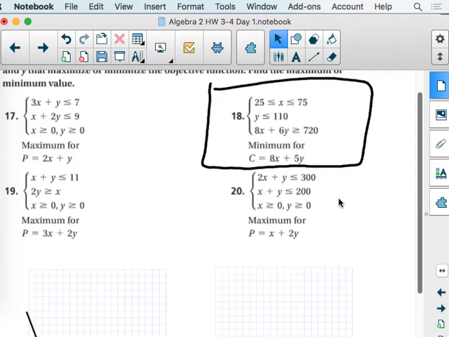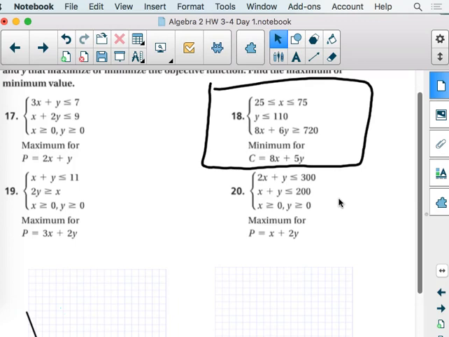Oh, that's an interesting problem there. It says x is between 25 and 75. X is greater than or equal to 25 and less than or equal to 75. We didn't have to do that before. Y is less than or equal to 110. And then 8x plus 6y is greater than or equal to 720. Yeah, this one ought to be interesting.